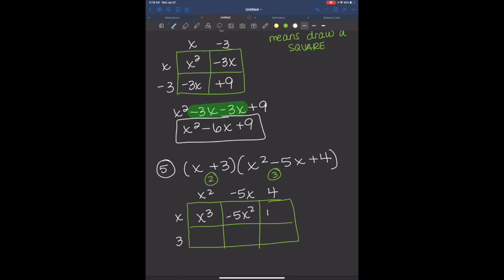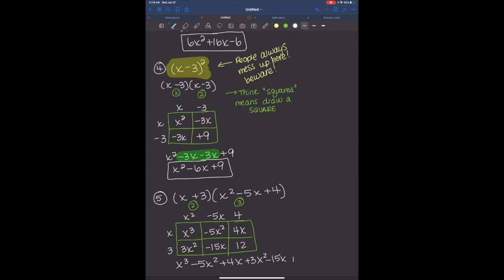Remember that x times x squared is going to give us x cubed. Remember, we add the exponents. Then when we write it all out, we're going to have two sets of like terms. So the negative 5x squared and 3x squared, and then the 4x and negative 15x get combined. And our answer ends up being x cubed minus 2x squared minus 11x plus 12.